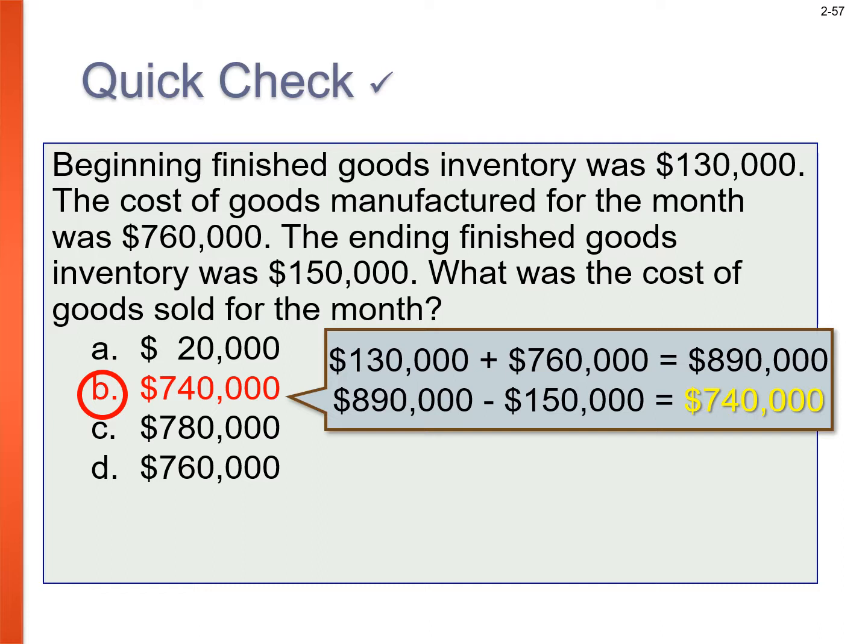But some of them you didn't sell yet. The cost of those that are still here is $150,000. So you sold goods that had a cost of $740,000.